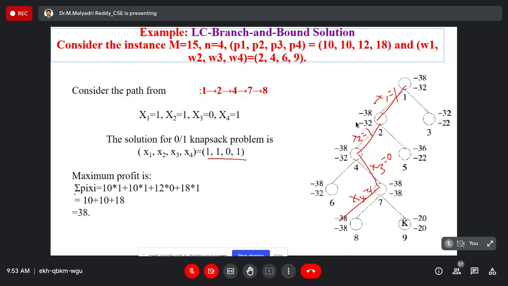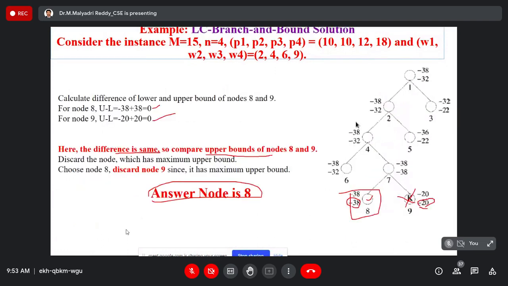Profit is sigma pixi, that is 10 into 1 plus 10 into 1 plus 12 into 0, where the third object is not included and the fourth object is included. Maximum profit is 38. This is the solution of least cost. In this, each live node is selected based on the least cost method only. So this is the problem.